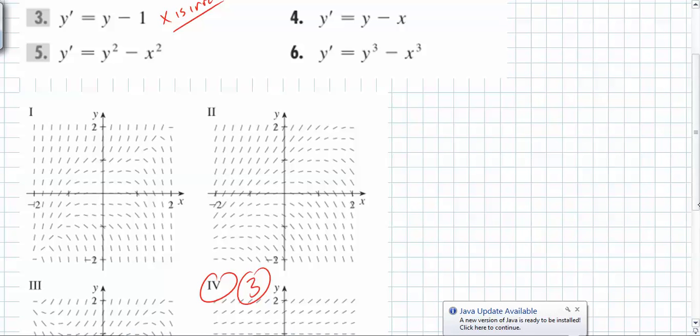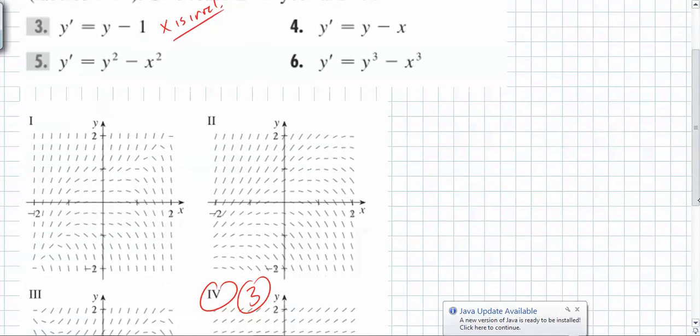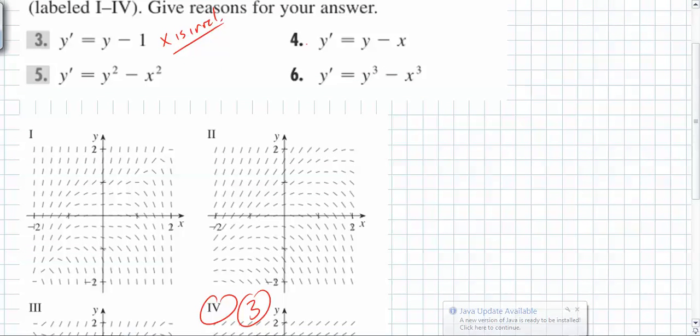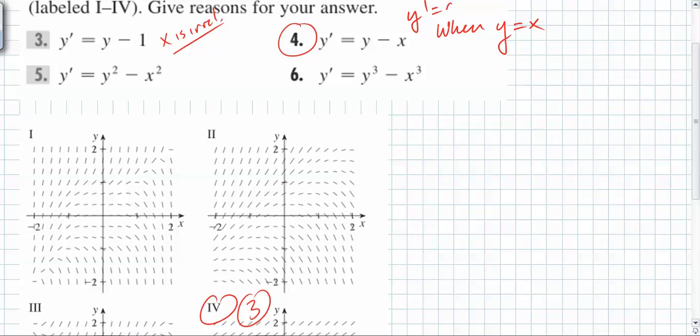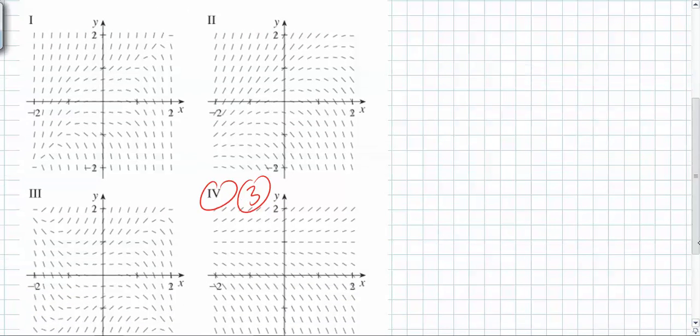So y prime equals y minus x. So where is y prime going to be 0 on this one? When what? When y is equal to 0. Y prime equals 0 when x is equal to y. And is there one where that's the case? Yeah, it looks like it's right here, right? It's weirdly drawn, but it looks like it's there, right? So this one looks like it's going to be 4.